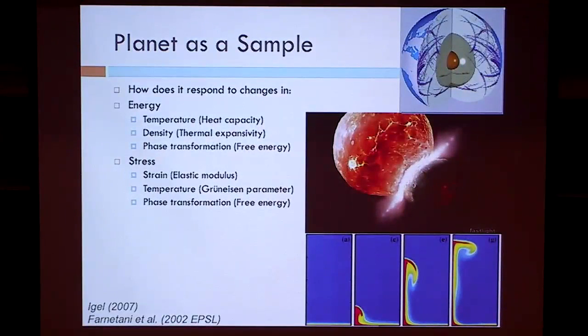We can also think about how it responds to changes in stress. For example, the stress generated by an earthquake or an impact, and that will produce a strain in our planet, in our sample. That's governed by the elastic modulus. It'll produce a change in temperature as well in general, and the relationship between stress and temperature is governed by the Grüneisen parameter. And this will also generate phase transformations, changes in pressure. Deviatoric stress can also excite phase transformations, and again governed by the free energy.